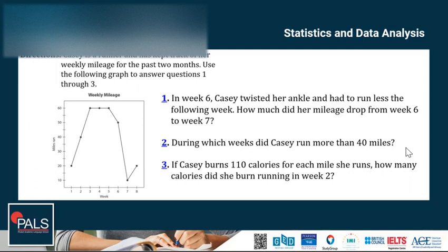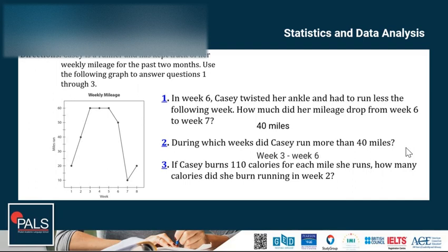So first, we just subtract the miles run. 50 minus 10, so we have 40 miles. Casey's mileage dropped 40 miles from week 6 to week 7.